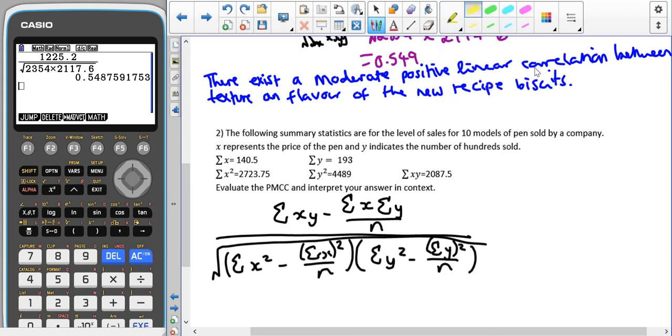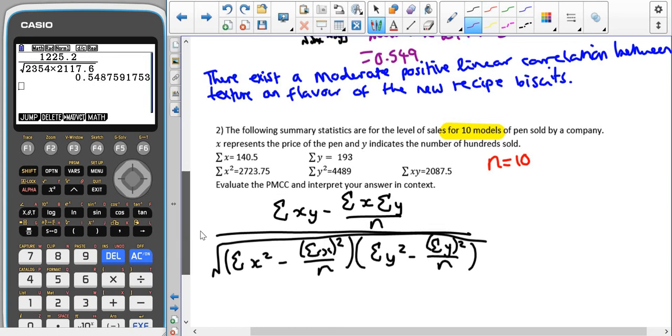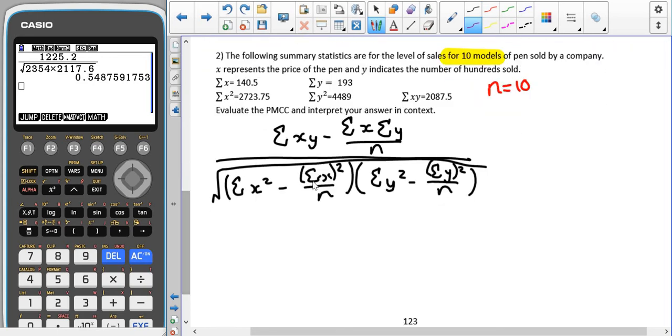Well, we can tell from the question here we were looking at 10 models. So in this case, our n is 10. So we're now going to substitute in our values. Again, do write down what you're putting in your calculator.